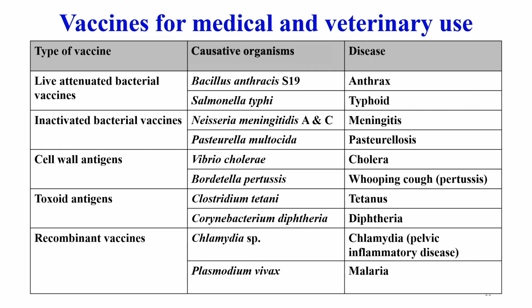In addition, I have listed a few types of vaccines like live attenuated bacterial vaccine, inactivated bacterial vaccine, cell wall antigens, toxoid antigens and recombinant vaccines. These are the causative organisms I have already listed here, and some common diseases, like Salmonella typhi causes typhoid, and Plasmodium vivax causes malaria.